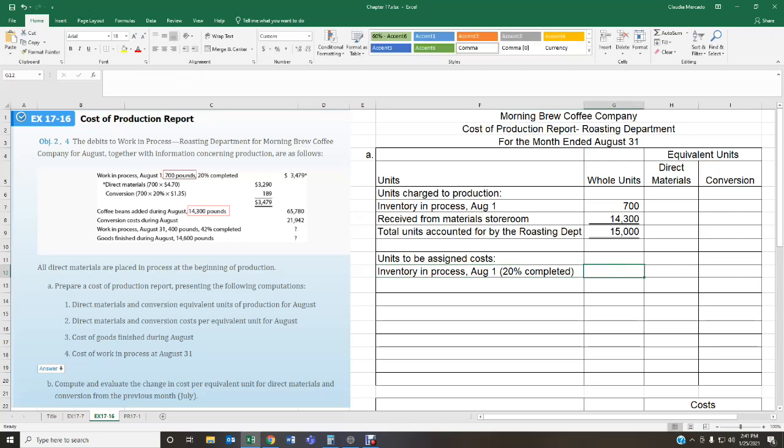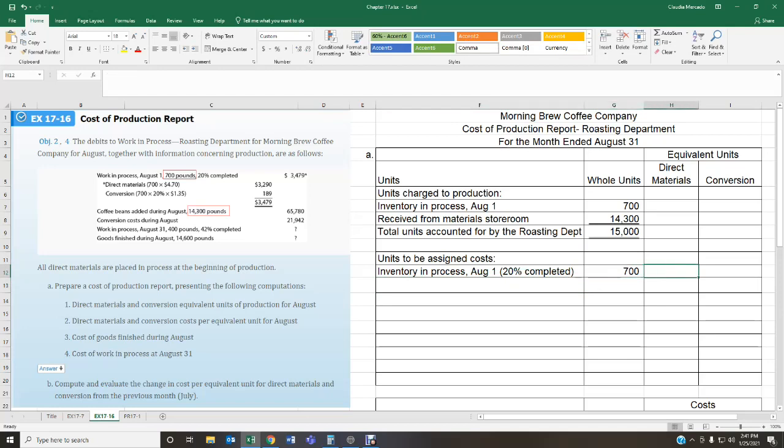Okay. So how many pounds of coffee beans do we have in our beginning working process? Well, we had 700 pounds. Okay. So under our whole units, we're going to put the 700 pounds that we carried forward from last month.